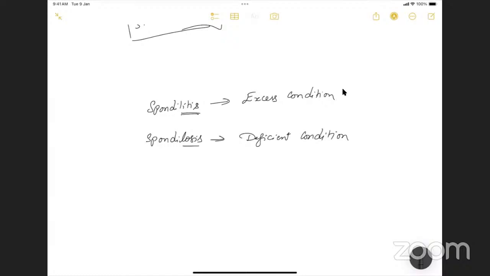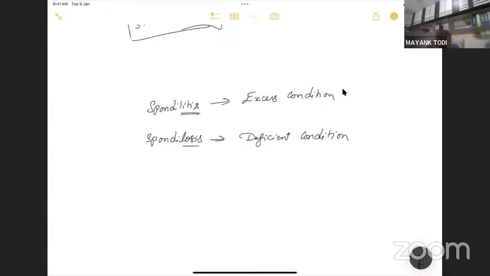So we can say itis is like bulging of this thing, sir. And deficient condition is the thinning of this. Yes, you can think that way. See, in a simplistic way, yes.